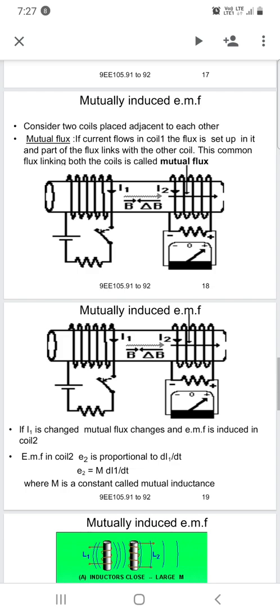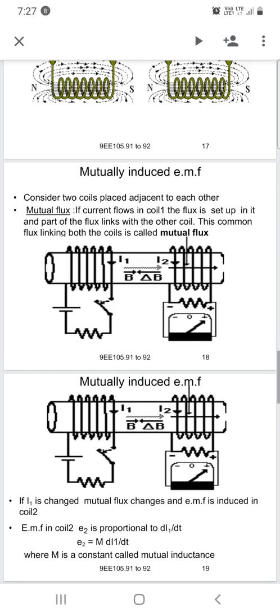How is mutually induced EMF produced? The current changes in the coil, so the flux changes. This common flux is produced in both coils, and then the mutually induced EMF is produced. So this is about the mutually induced EMF.